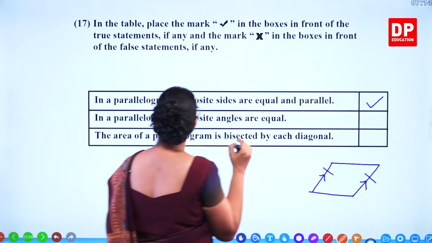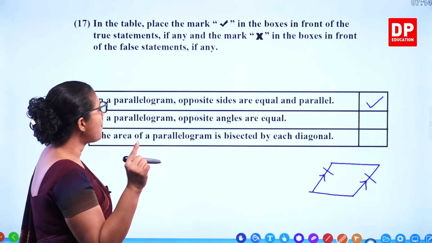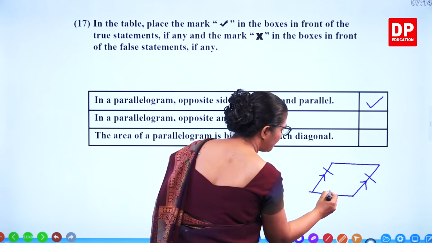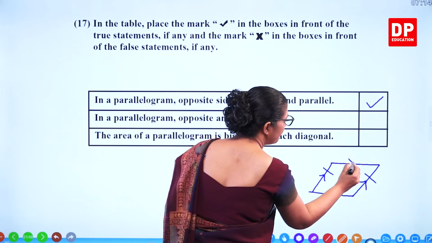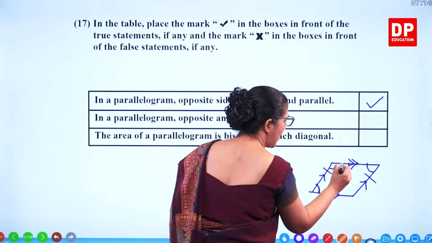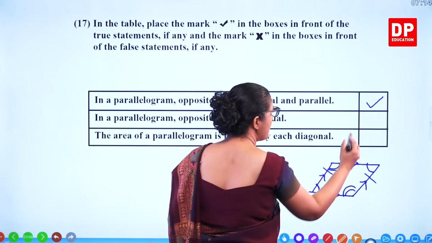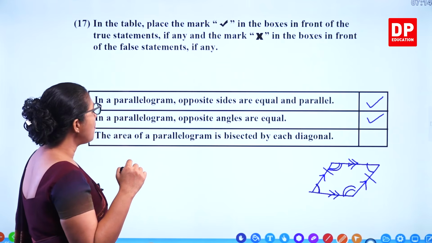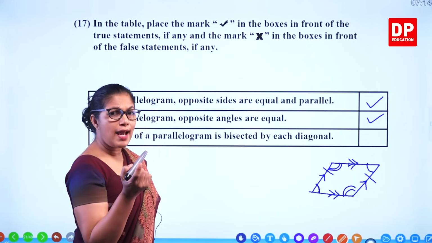That's correct. In a parallelogram, opposite angles are equal. That's also true. This angle is equal to this one. This angle is equal to this one. Opposite angles are equal. The area of a parallelogram is bisected by each diagonal.